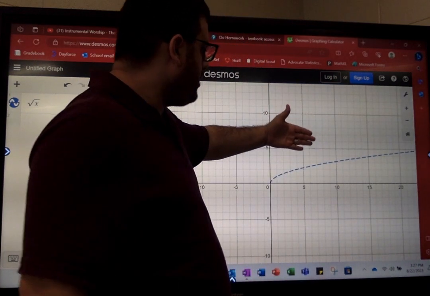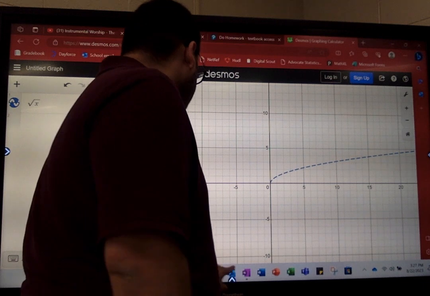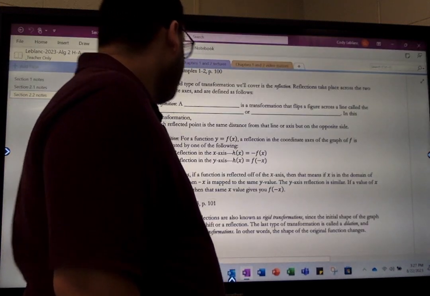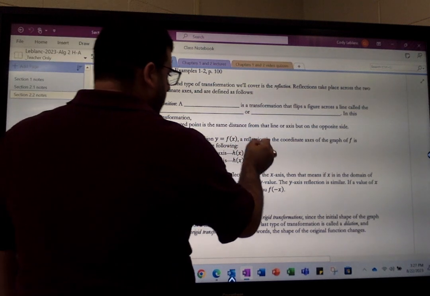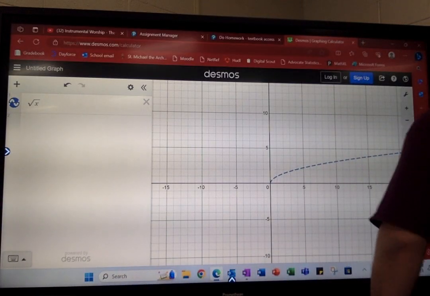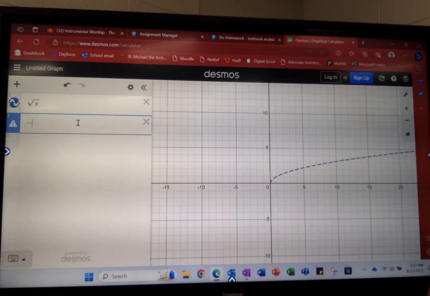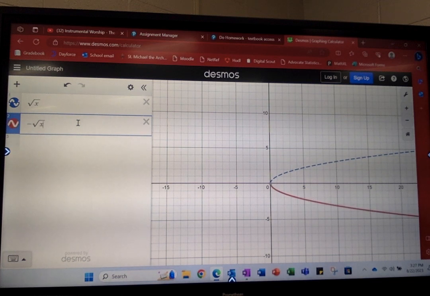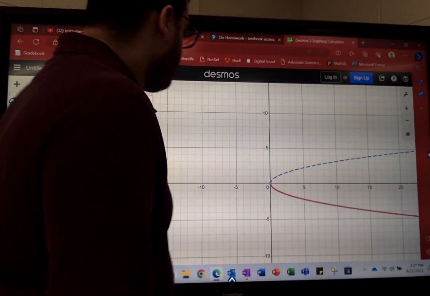If I take this shape, zoom out a little bit, and flip it over the x-axis, that means the y values change from positive to negative. So the negative sign is being applied to the outside of the function, so only to the y values of that function. So let's reflect this function across the y-axis. And there we go. Flipped across the y-axis.